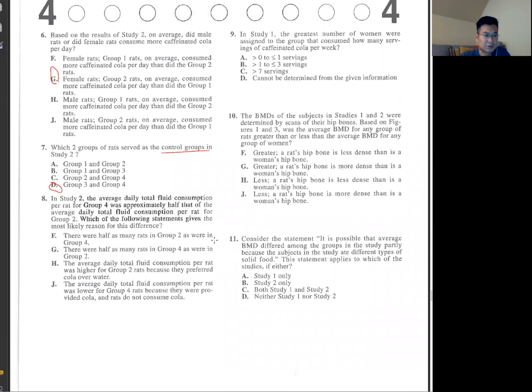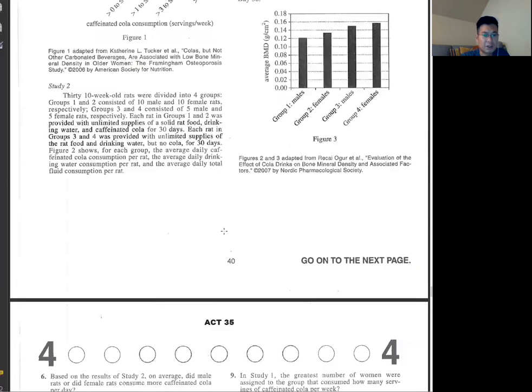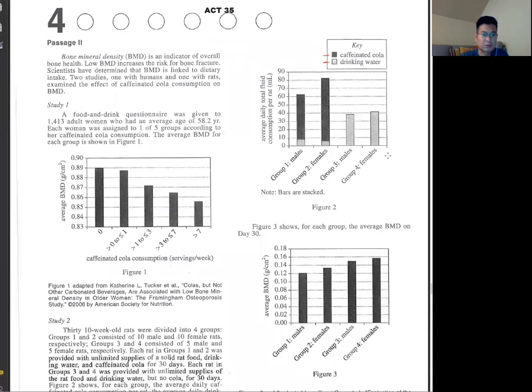Number 8, in study 2, the average daily total fluid consumption per rat for group 4 was approximately half of that of group 2. So we're comparing 2 and 4, and which statement gives the most likely reason. If you think about figure 2, groups 4 and 2, then 4 is half of 2.